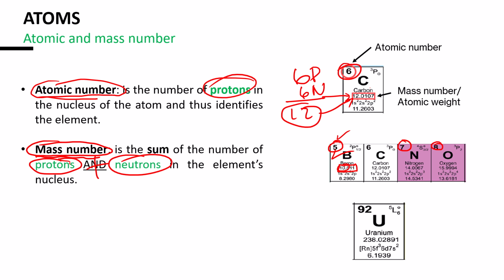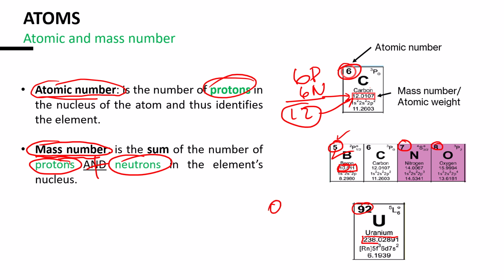Now, in general, atoms of an element have the same number of protons in the nucleus as neutrons. However, there are certain situations like this. We have, for example, uranium. If you see the number, the atomic number is 92. And what will be the atomic mass? Well, you see here 238.